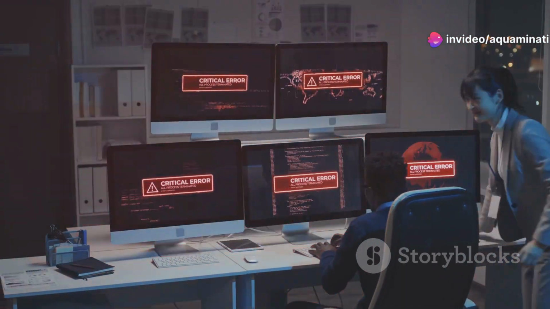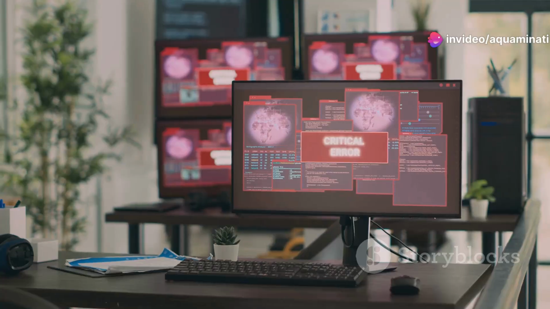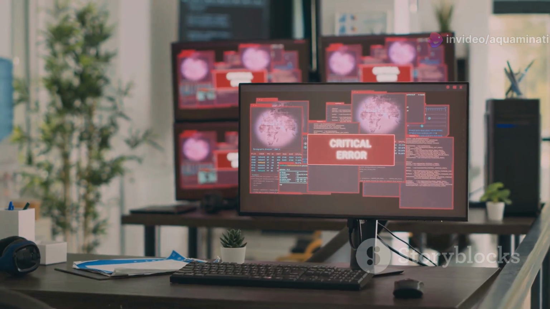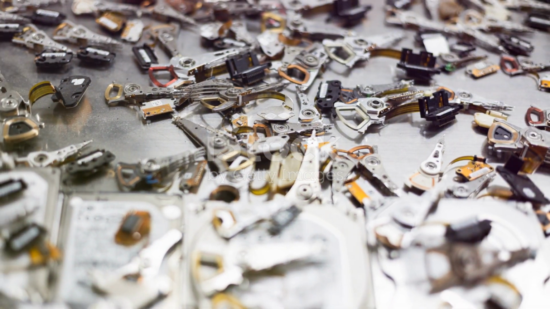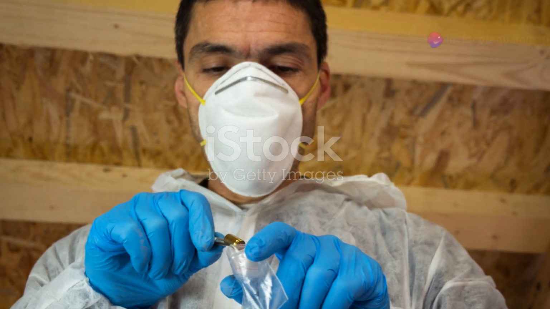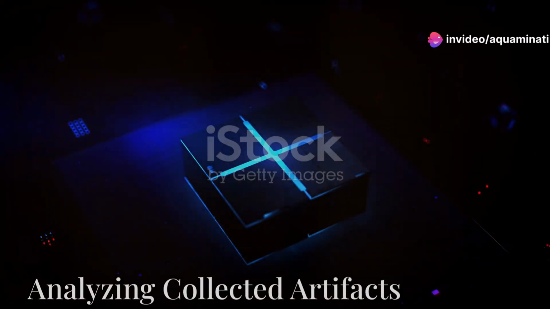SQL Server error logs are invaluable sources of information. Analyzing these logs can reveal issues related to security incidents. Creating disk images ensures forensically sound copies of data. Securely store and document artifacts to maintain chain of custody.